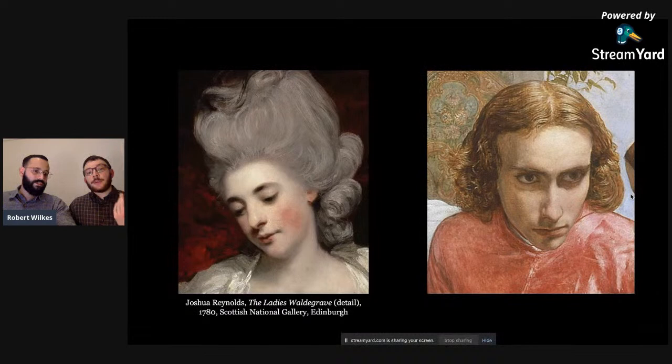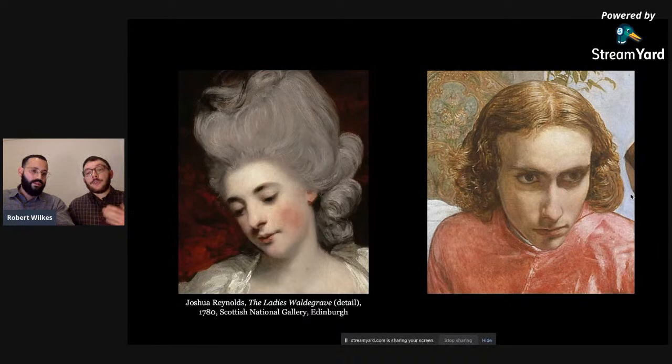So in the Reynolds painting, the brushwork is very loose, very expressive. And there's a general softness to the facial features. Because Reynolds believed that a human sitter should be idealized in some way. They should be beautified.